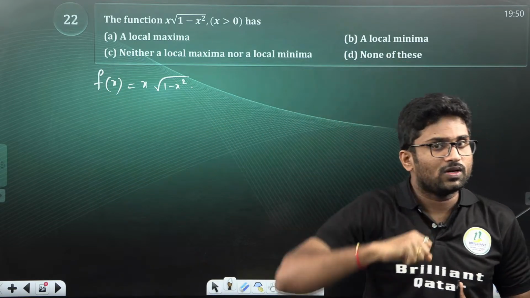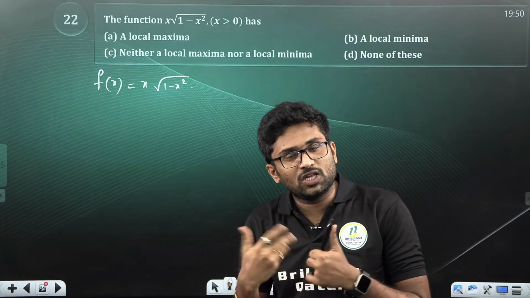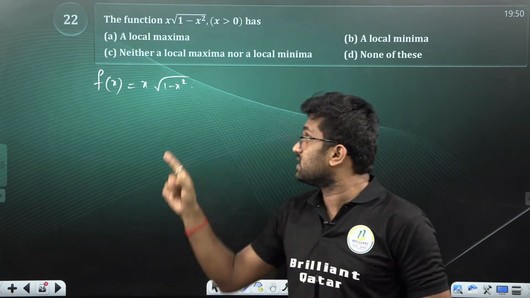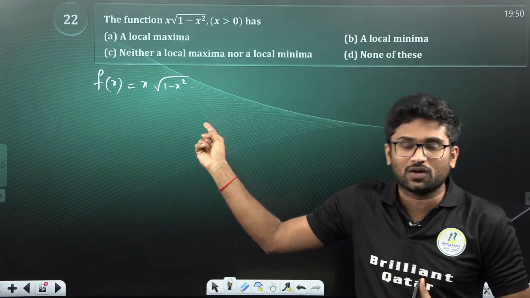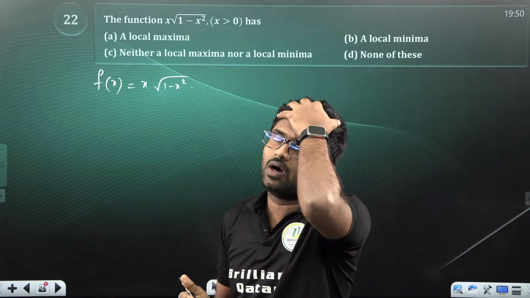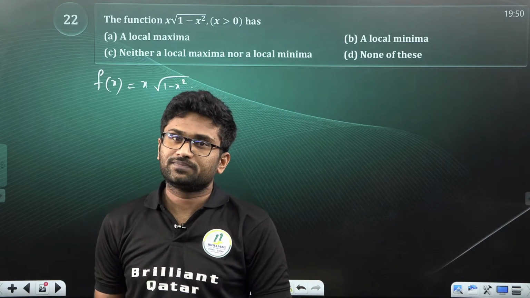Very good Nagaraj. They find f dash x, and again they will be finding f double dash x. See guys, here we have a quadratic, and the square root of that. Oh my god, it makes a hectic thing.